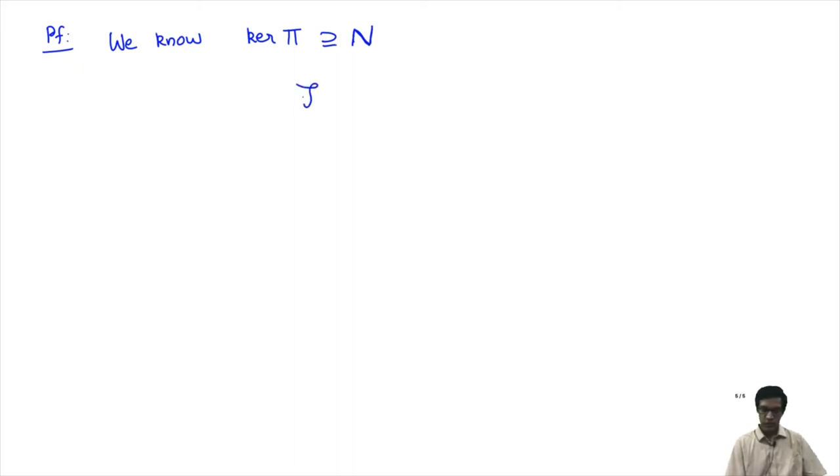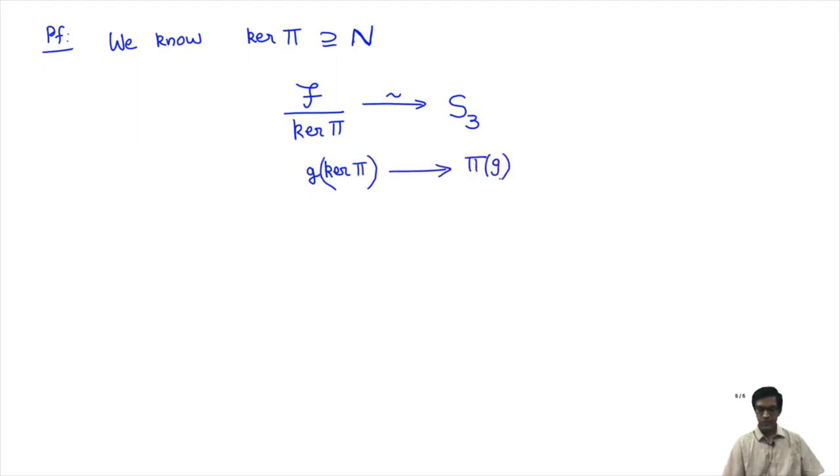We know that the free group modulo the kernel, the quotient group, by the first isomorphism theorem for groups or the fundamental theorem of group homomorphisms, is isomorphic to the image of the map from F to S3. So I have an isomorphism, and recall, what does this isomorphism do? If I take an element G in F and I look at the coset G kernel pi, the coset of G is just mapped to pi of G. That is the isomorphism that comes from the given map pi. So maybe I'll call this map pi bar, which is just induced by pi. So pi bar is an isomorphism of groups.